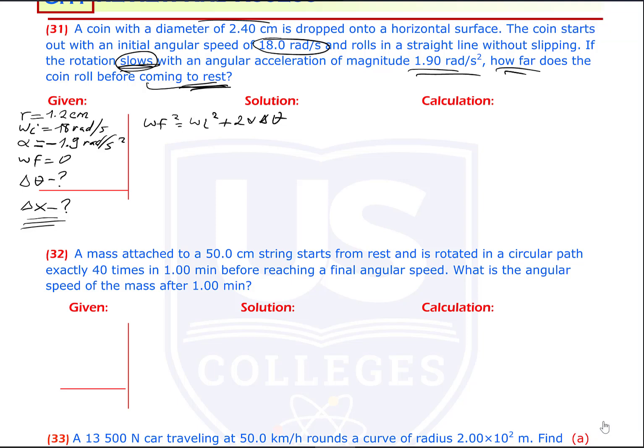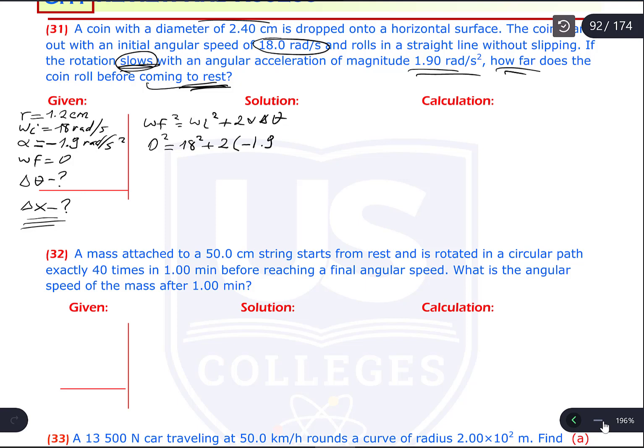Because the coin comes to rest, the final angular speed is 0. The initial angular speed is 18 radian per second, squared, plus 2 times alpha, which is negative 1.9, multiplied by delta theta. So continue: 0 equals 18 squared. What is the square of 18? Let's calculate it. 18 squared is 324.